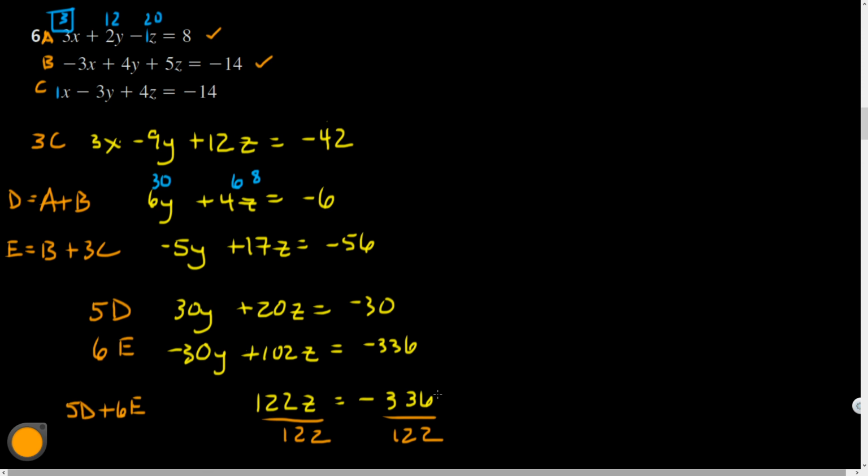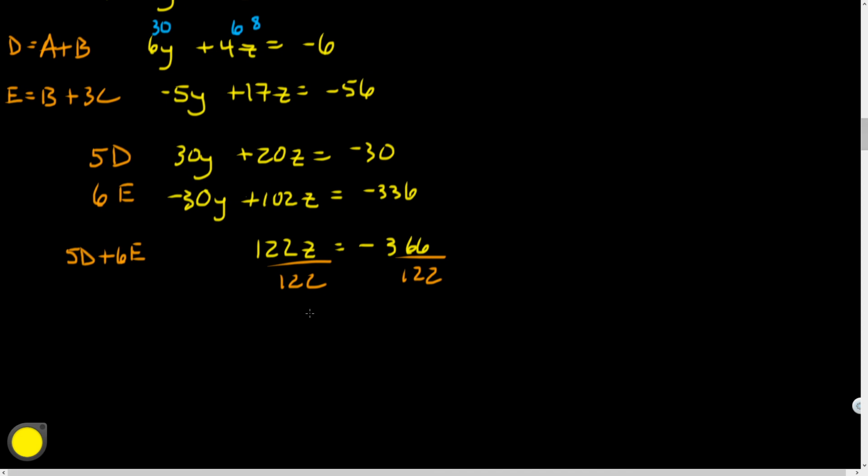Oh, you know what I did? This is 3. Here it is. And you've probably been staring at it this whole time. These added to be 366. Boom, there it is. Divide both sides by 122. All right. And I get z equals negative 3. Aha, all right. That feels better.